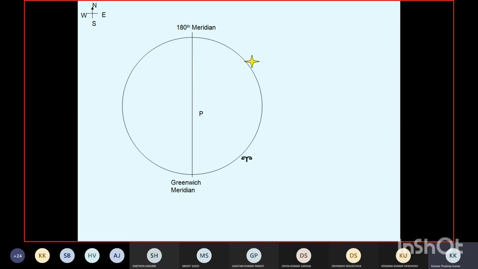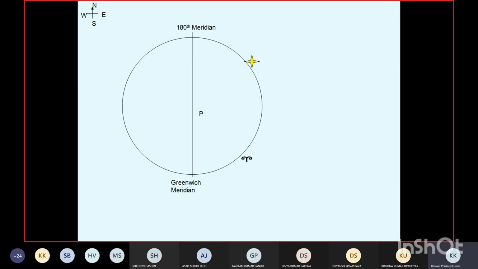Let us do another. What has changed in this diagram now? So first point of Aries has come from the western side of the Greenwich. It has come to the eastern side of the Greenwich now. But remember, in the hour angle, we don't have east or west. In the longitude, we are measuring only 0 to 180, 0 to 180 east, 0 to 180 west. But in the hour angle, we don't do east-west. We measure from 0 to 360 degrees.